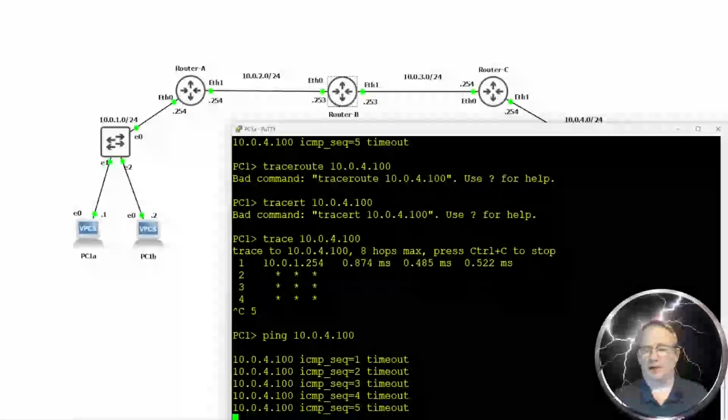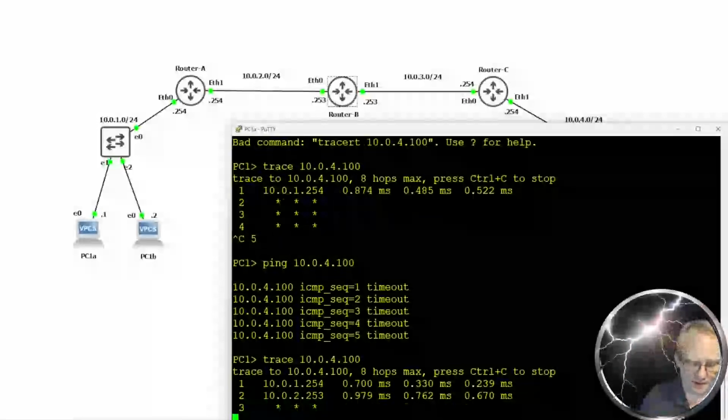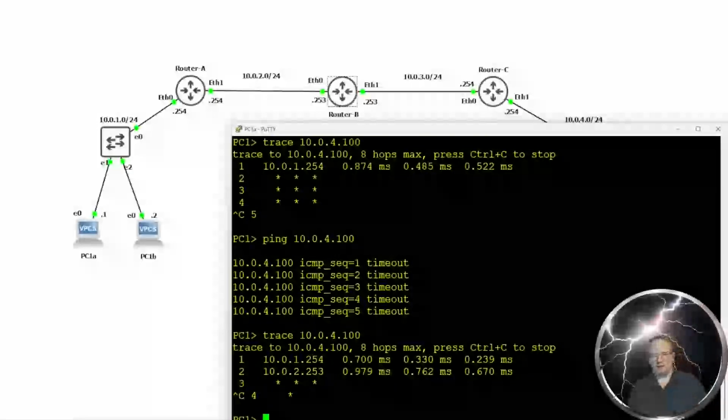Doesn't really help much, does it? But I do a traceroute, and we see we get a little farther this time. It goes from PC1A to router A, and then to router B. Router B can send back a packet, because we're getting a message from 10.0.2.253 from traceroute, and it says that it's getting to router B, but we can't get past that. So we know router B is routing 10.0.4 to router C, which means that we need to take a look at router C.